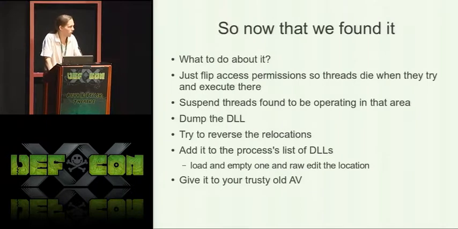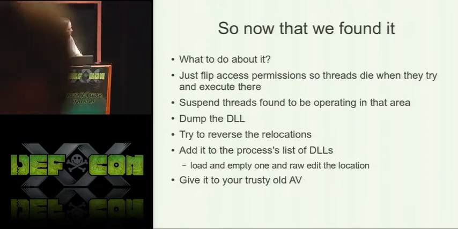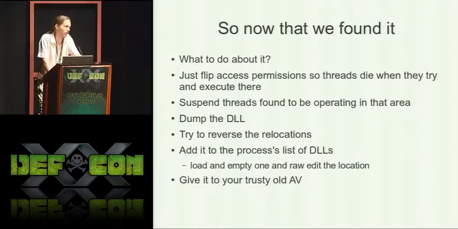So now that we found it, what do we do about it? Well, you could just flip access permissions so that threads that try and execute there get an access violation and die. That could be a very serious problem with false positives if you had a false positive in some system service, which would be very bad. You could also suspend threads found to be operating there, but since threads don't have attribution, you'd have to do it. For just reflect injected DLLs, it's not horribly important to catch it immediately.